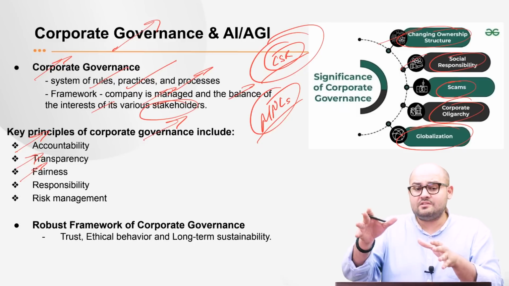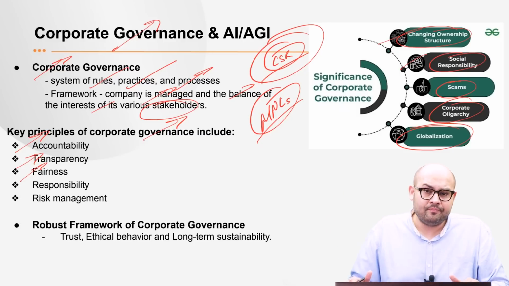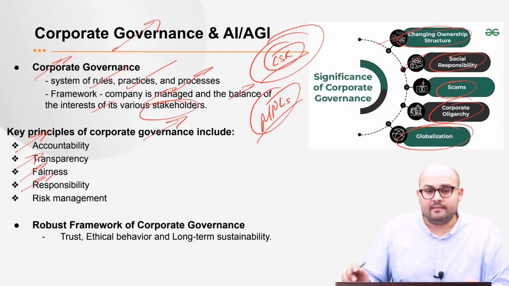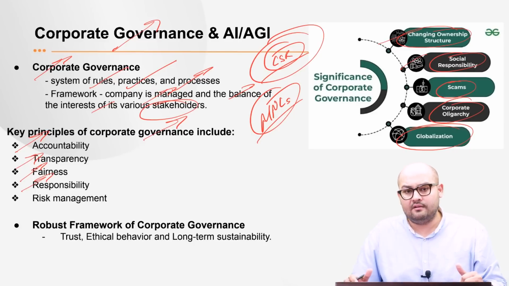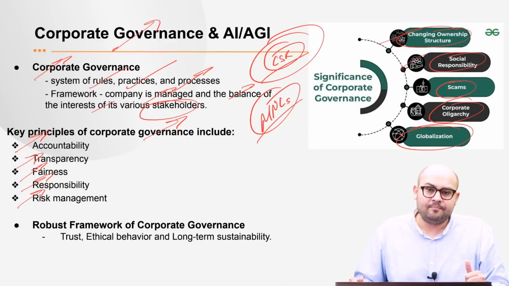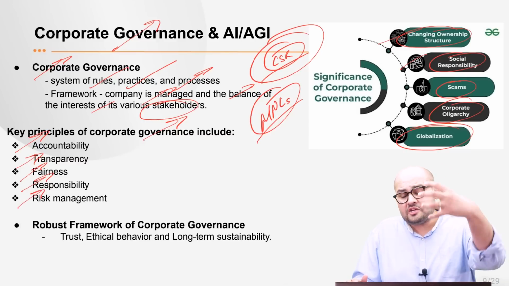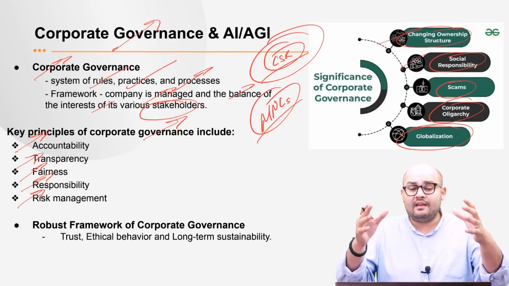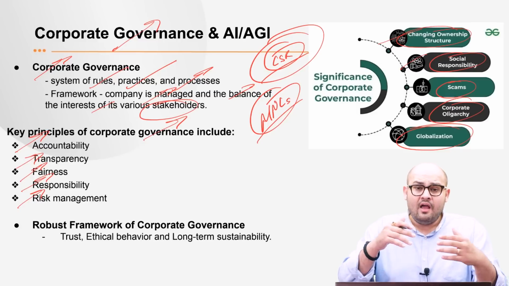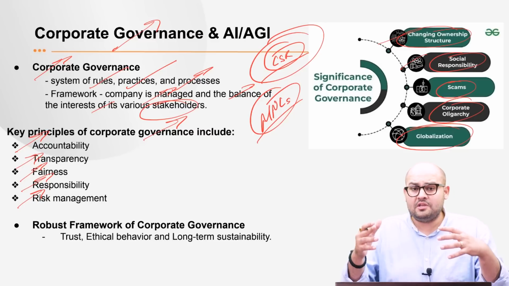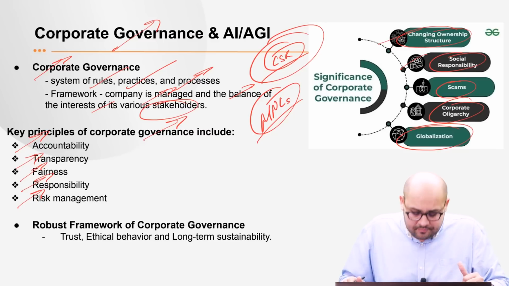Making sure that no one is treated in a more privileged manner, right? Next is responsibility. That is, the responsibility towards the stakeholders and to the society in general. Next is risk management. Making sure that the operations of the corporate are carried out in an effective manner so that the corporate might not fall into a sort of bankruptcy or maybe a situation in which the corporate governance fails, right?